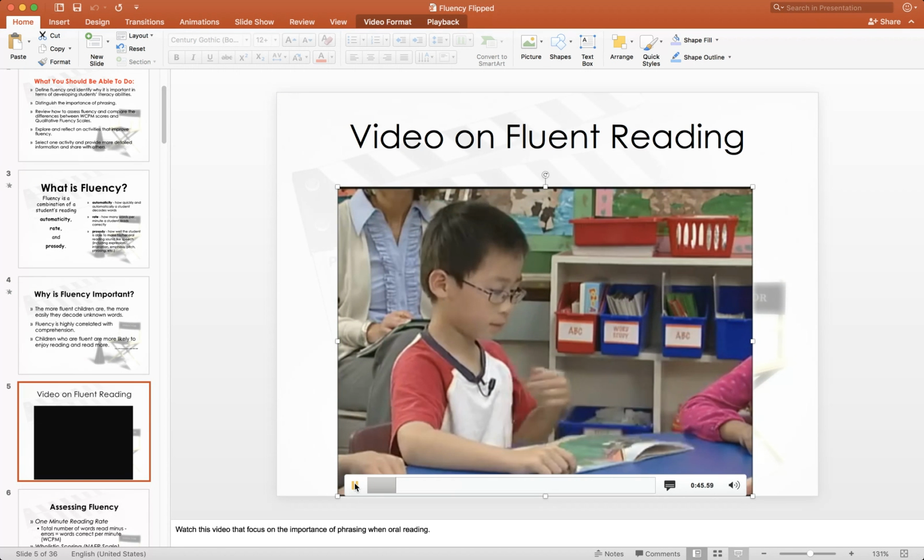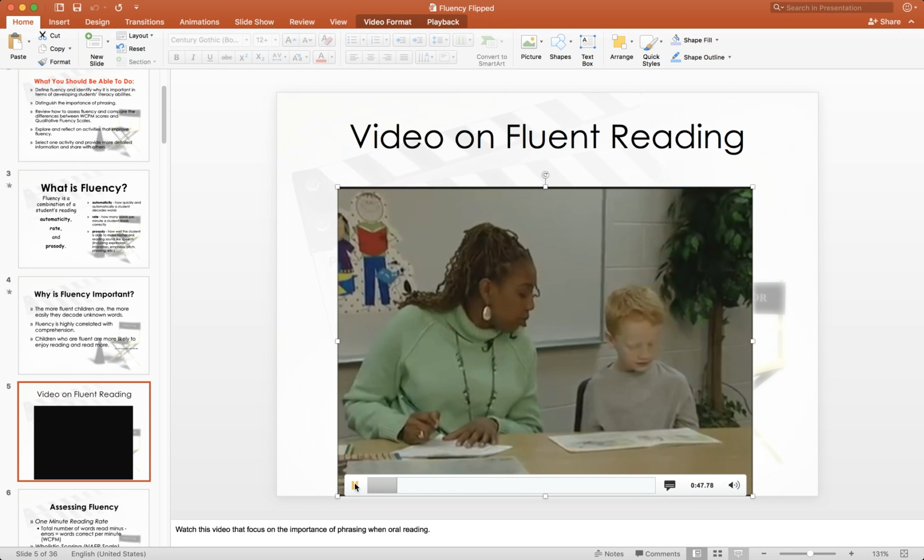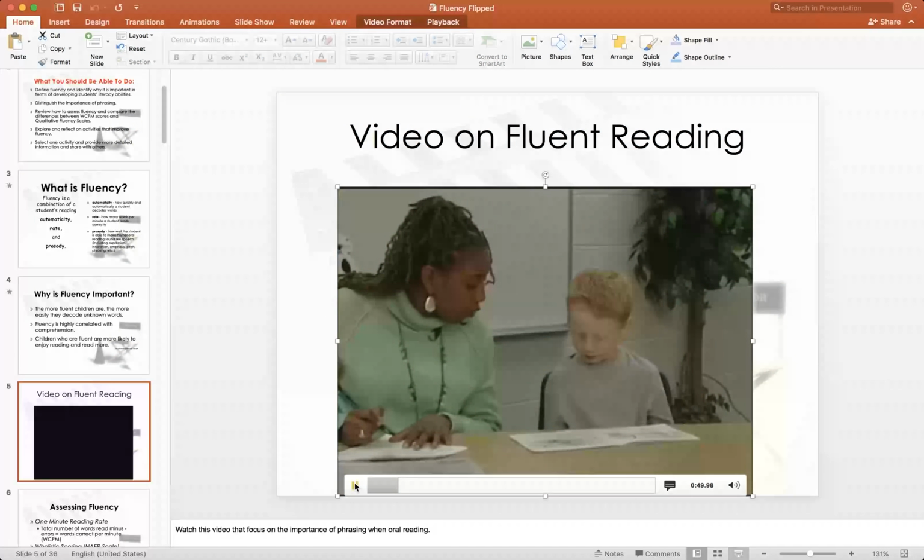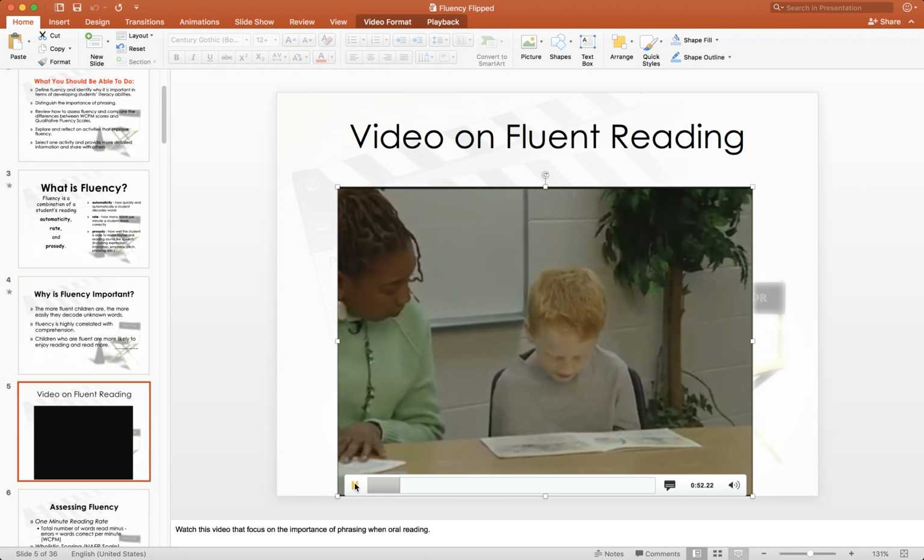In addition to speed and word recognition, fluent reading involves expression, appropriate phrasing, and intonation.